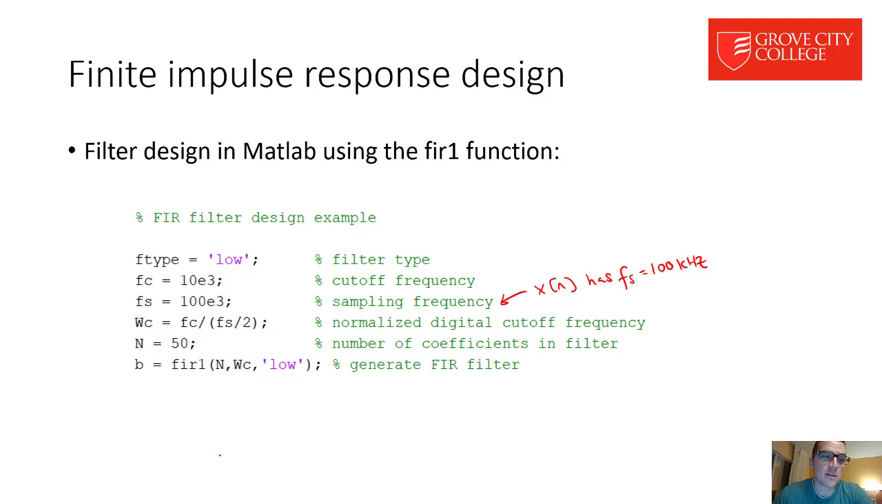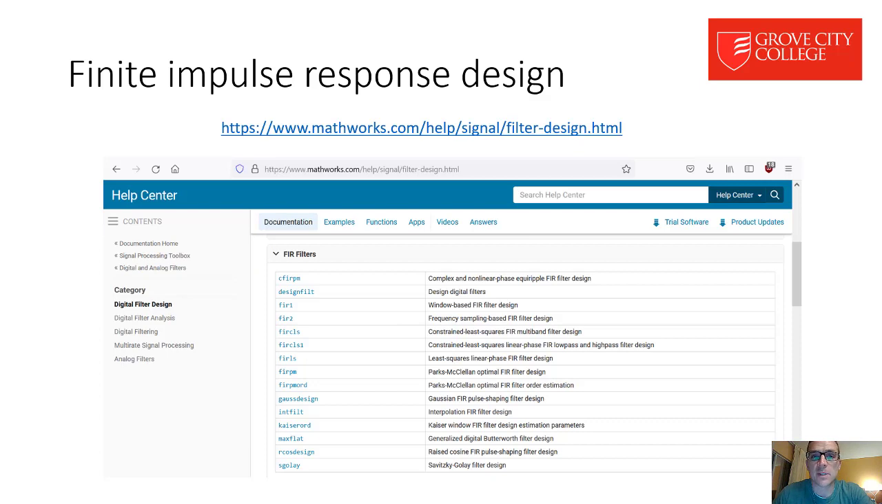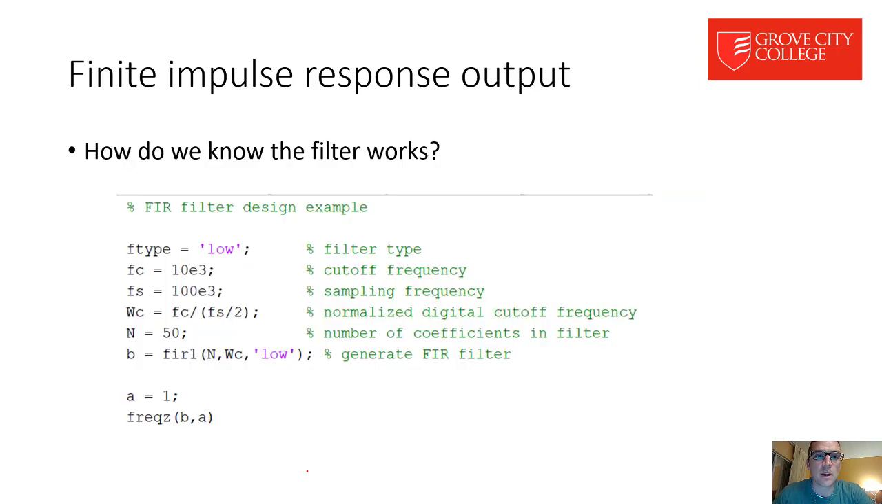All right, so then you simply say B is equal to, generate B using this FIR1 command, where you tell the FIR1 command what order you want, what your cutoff frequencies are going to be, and then what type of filter you want. Okay, and then it'll give you the B coefficients. This is all documented in the MATLAB help center. Here's the link for it, or you can use your own help browser. And as you can see, FIR1 is just one of many design tools that MATLAB has available for doing FIR filters.